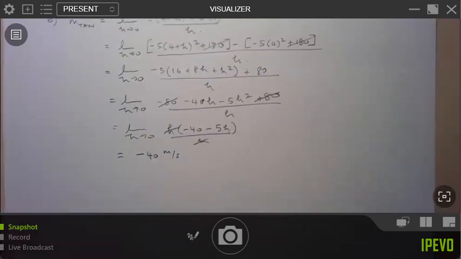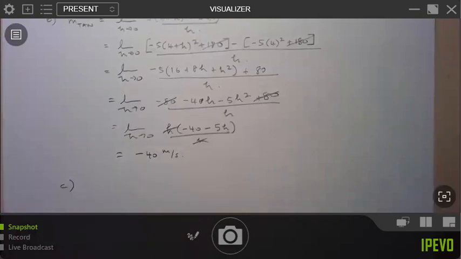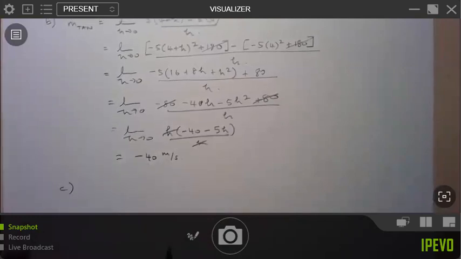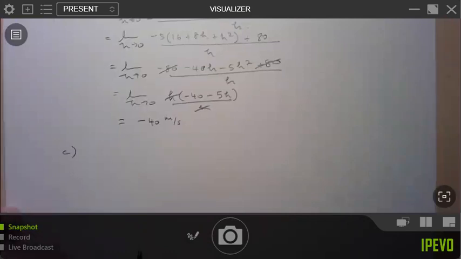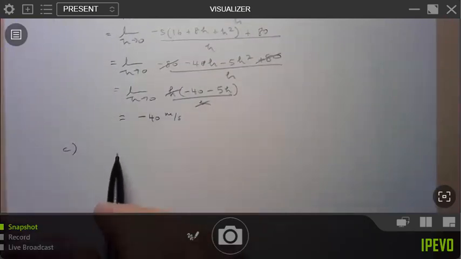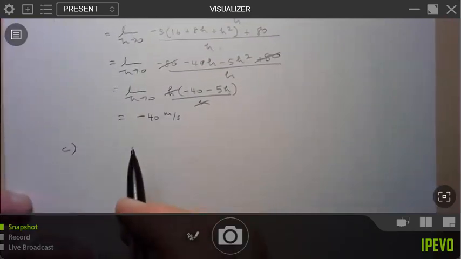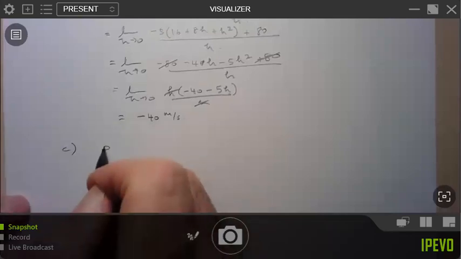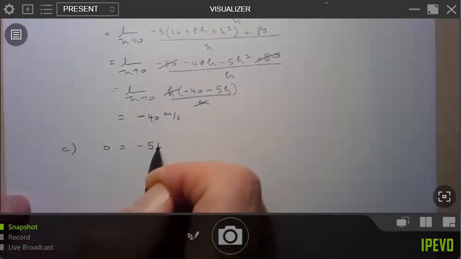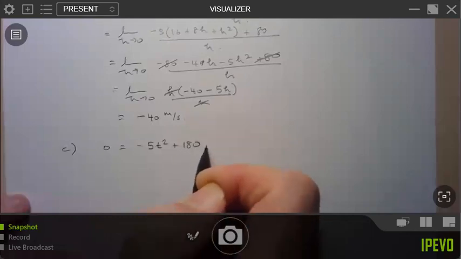Okay, so now for C, they're asking for the velocity when the object hits the ground. Well, they didn't tell us when it hits the ground, so we're going to have to calculate that first. And where does it hit the ground? Well, at the time that the height is equal to 0. So I just have to solve negative 5t squared plus 180 equals 0.